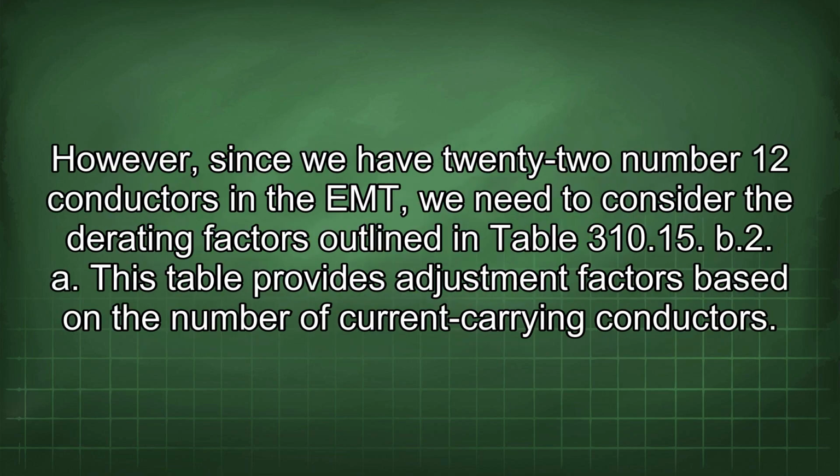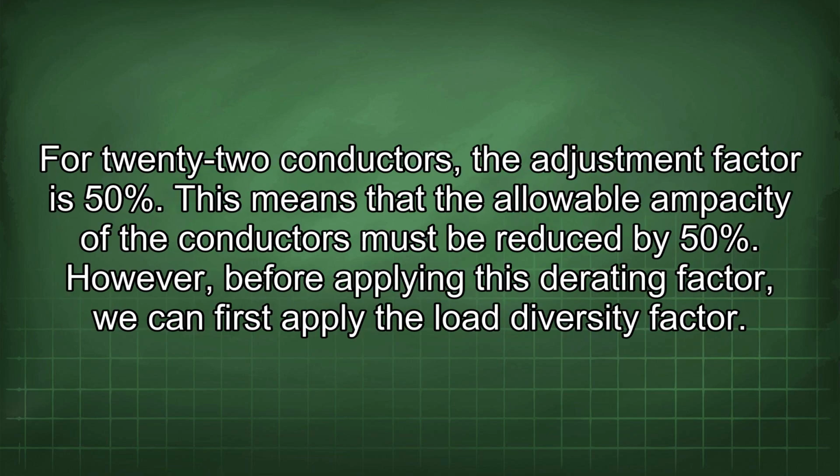However, since we have 22 number 12 conductors in the EMT, we need to consider the derating factors outlined in Table 310.15 B2. This table provides adjustment factors based on the number of current-carrying conductors. For 22 conductors, the adjustment factor is 50%. This means that the allowable ampacity of the conductors must be reduced by 50%. However, before applying this derating factor, we can first apply the load diversity factor.